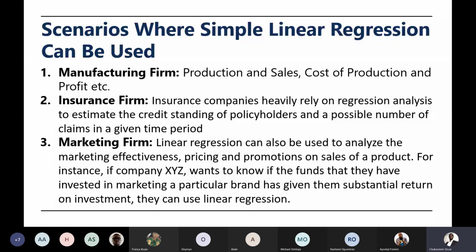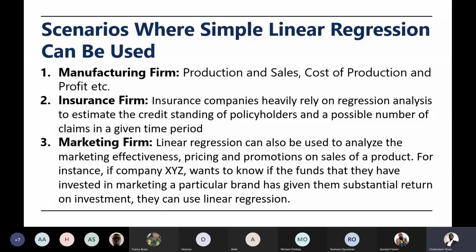Even in insurance firms, they heavily rely on regression analysis to estimate the credit standing of policyholders and a possible number of claims in a given time period. And marketing firms use analysis to determine the effectiveness of their marketing.